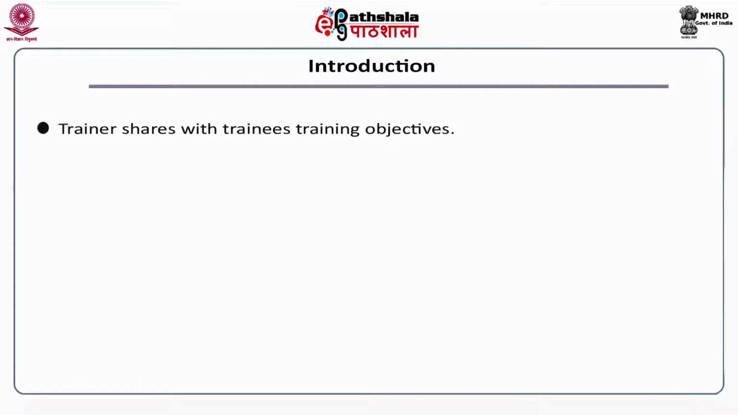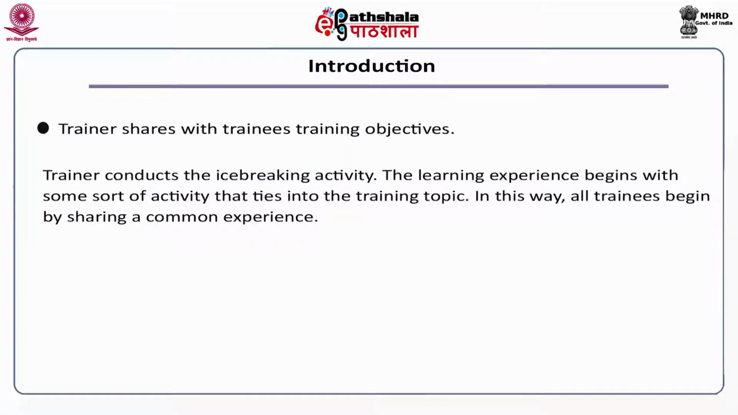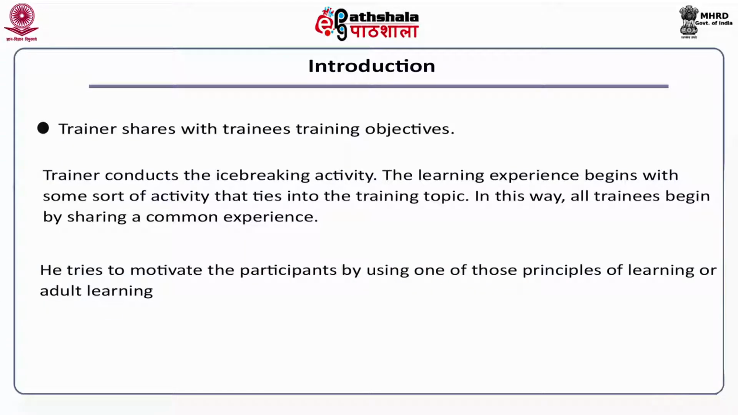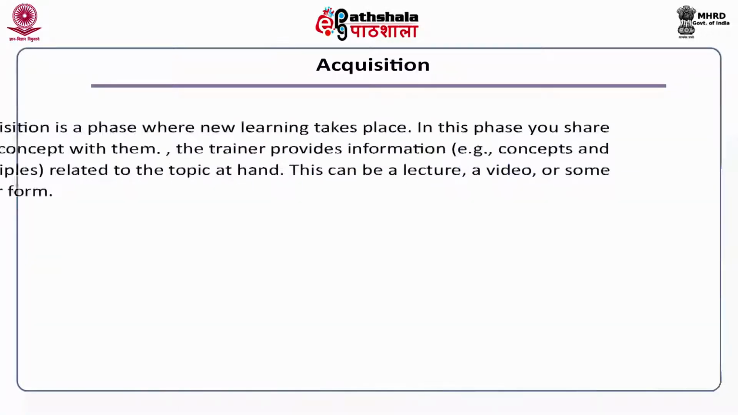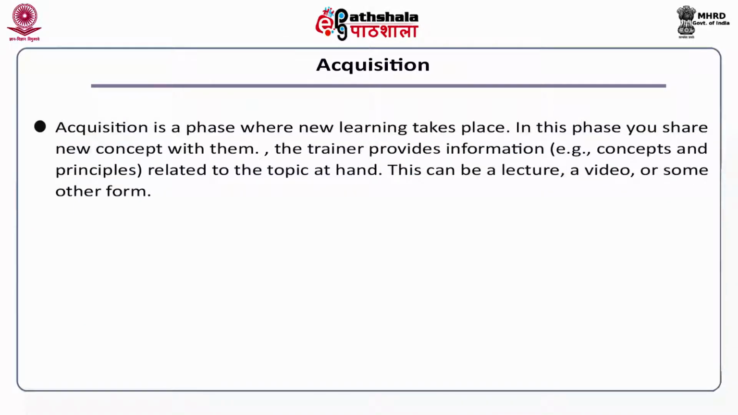Introduction. In this phase, the trainer shares with trainees the training objectives. The trainer conducts the ice-breaking activity. The learning experience begins with some sort of activity that ties into the training topic. In this way, all trainees begin by sharing a common experience. The trainer also tries to motivate the participants by using one of the principles of adult learning in this phase of training.